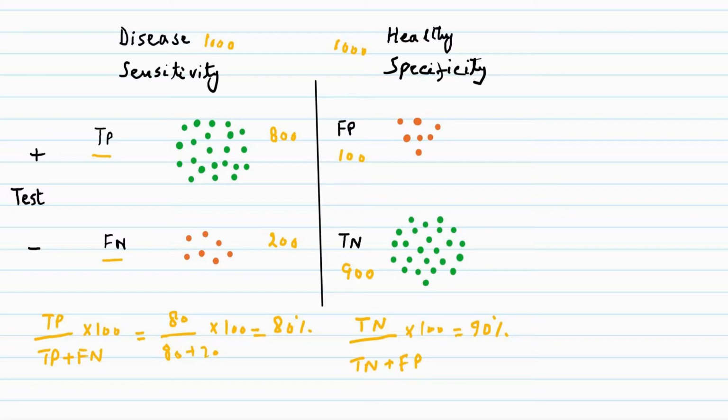prevalence. Now we have established the sensitivity and specificity of our new test, and we can see it has the ability to correctly identify 80% of people with disease and 90% of people who are healthy. Whenever we use this test in future, we'll know that our test has this much ability to correctly identify people who have disease and people who are healthy.